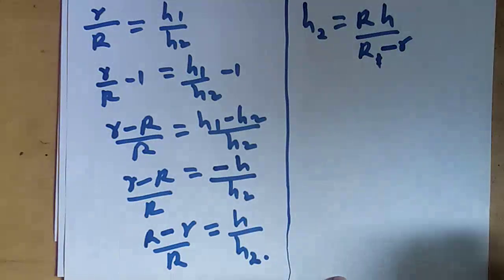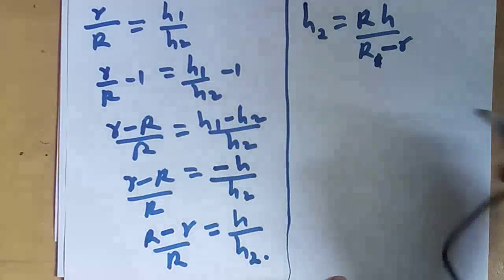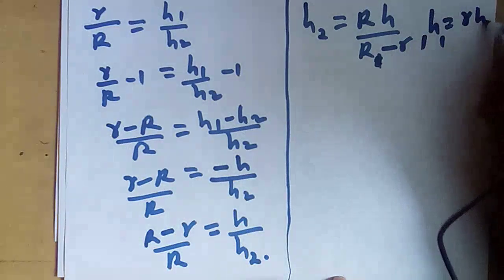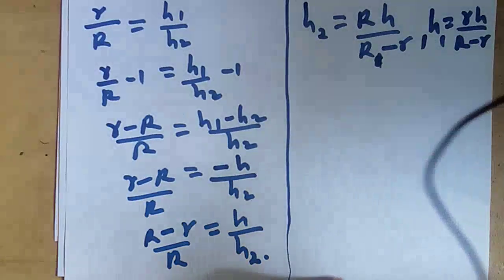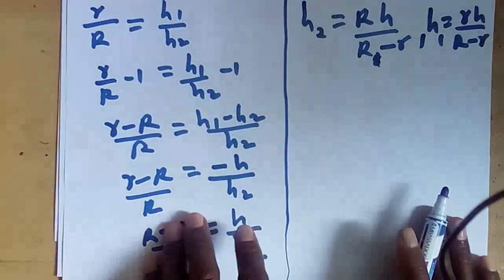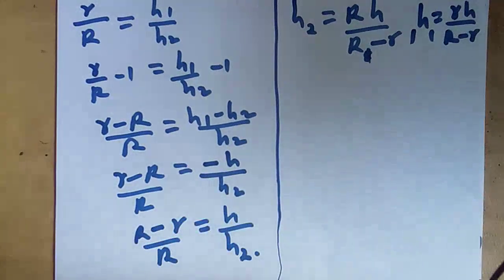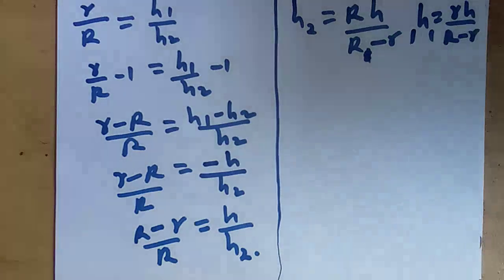Now, once you have this, remember H2 and H1. H1, if I can recall, is small rh over again R minus r. So these were the values that you obtained for H1 and H2 respectively. Now remember, H2 was the height for the original cone, and H1 was for the height that was chopped off.